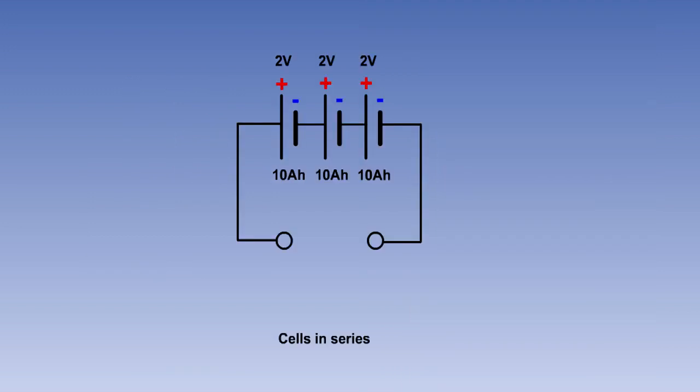For cells connected in series, the positive terminal of one cell is connected to the negative terminal of the next, and so on. The total voltage is the sum of the individual cell voltages. So, for instance, if 3 2-volt cells, each with a capacity of 10 ampere hours, are joined in series, they will produce a voltage of 6 volts. But the capacity will be the same as for a single cell, in this case 10 ampere hours.